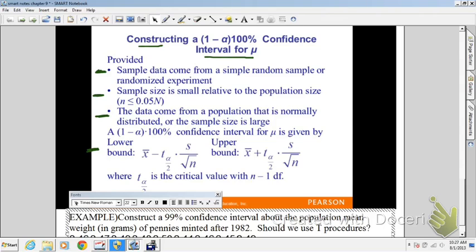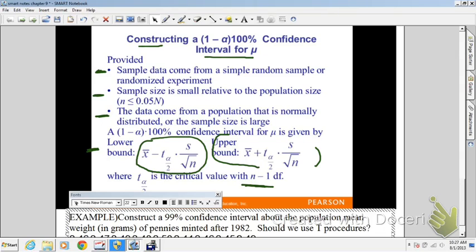And the construction of the interval itself, you're noticing, is going to be x bar minus t sub alpha over 2 with a certain degrees of freedom. And respectively, the upper bound on the confidence interval would be x bar plus t sub alpha over 2, s over root n. Okay? And just to remind you, the degrees of freedom would be n minus 1.